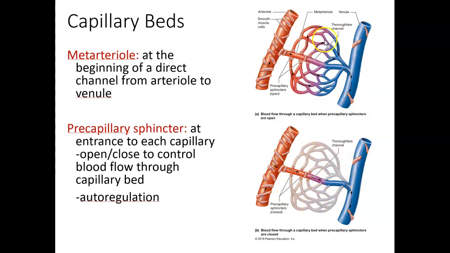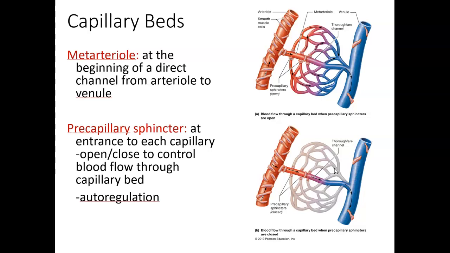So there are two things that can happen here. There's something called a metarteriole, and the metarteriole is just the beginning of the blood flow going into the capillary bed. So we have an arteriole, and then the branch coming off is the metarteriole. It's the beginning of this channel, which is running directly over to the venule. Now, each of these capillaries is going to have a sphincter, and sphincters are smooth muscles, so we don't control them. Their job is to open or close to control whether the blood is going to flow into the capillary bed or be shunted directly across. This is an example of autoregulation.